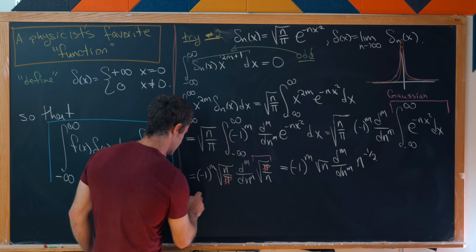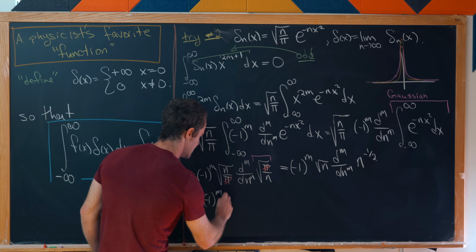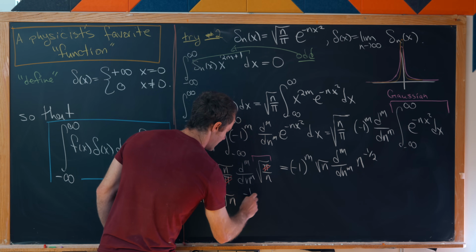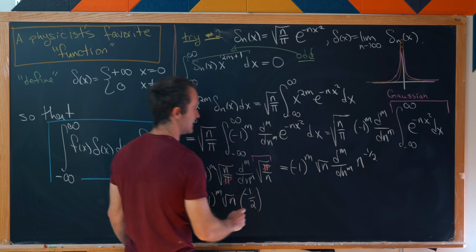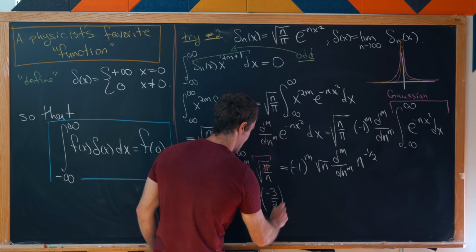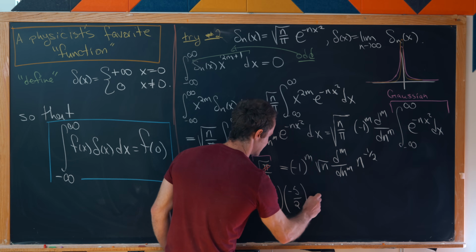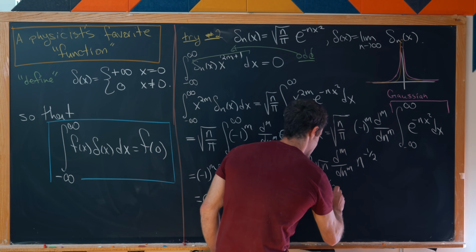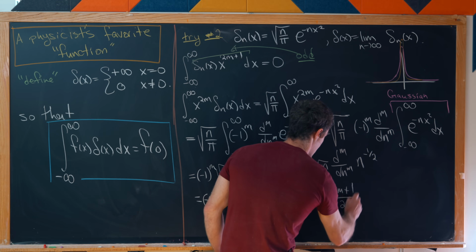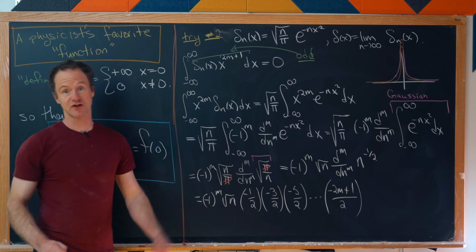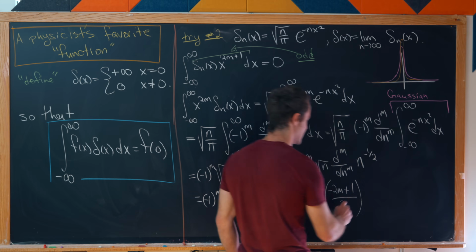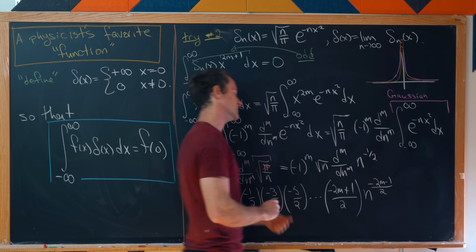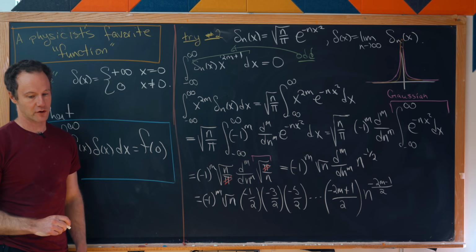Okay, so now let's make that calculation. We'll have minus 1 to the m, the square root of n. Now the first derivative will give us a minus half out front. But then the second derivative will give us a minus 3 halves, the third derivative a minus 5 halves, all the way down to the mth derivative will give us a minus 2m minus 1 over 2. And then we'll be left with a certain power of n, and that certain power of n is n to the minus 2m minus 1 over 2. So that's doing the power rule over and over again.